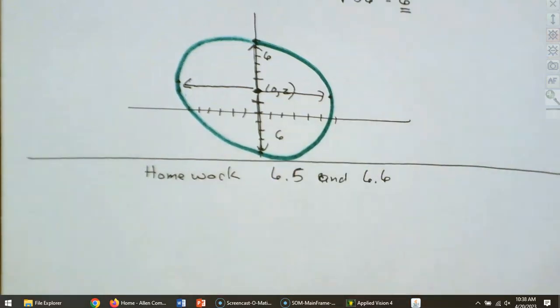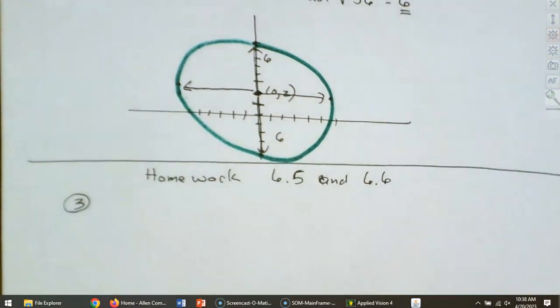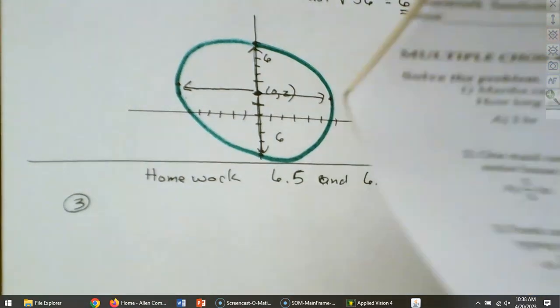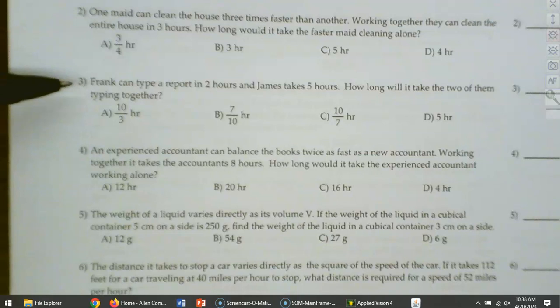So let's do a work one, and let's work question 3. And this is from your homework. So there's several of these. They're all pretty much the same. 1 through 4 are exactly the same. It's just different numbers is all. And slightly different scenarios. So this is a work question.